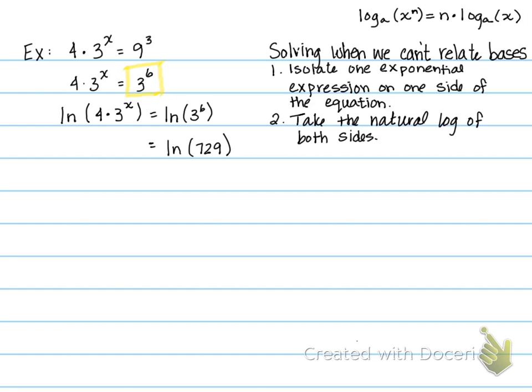Just so you can see that there's nothing special about the fact that that's an exponential expression, because there's no variable in that 3 to the 6th. It's just a number. And then on the left side, I'm trying to solve for x. So I'm going to expand that logarithmic expression using my log rules. Because there's a product in the input, I can write that as the natural log of 4 plus the natural log of 3 to the x.